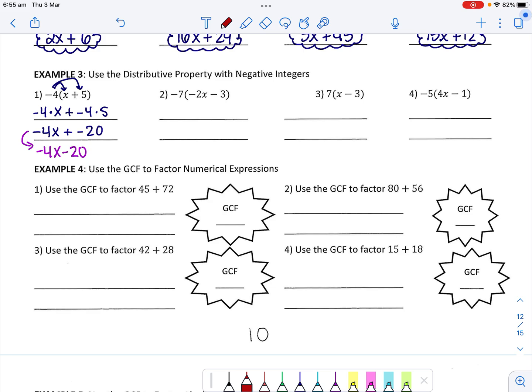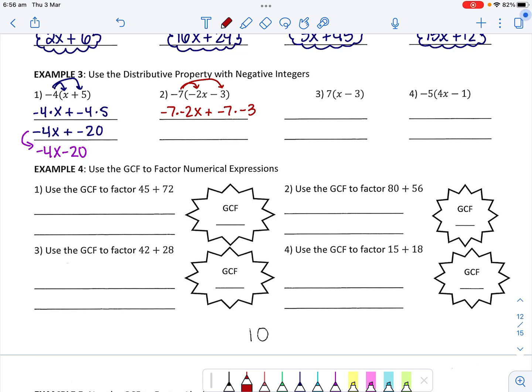In number 2, we're distributing a negative to a bunch of negatives. So I've got negative 7 times negative 2x, plus negative 7 times negative 3. So I'm going to still represent my negative as plus the opposite.